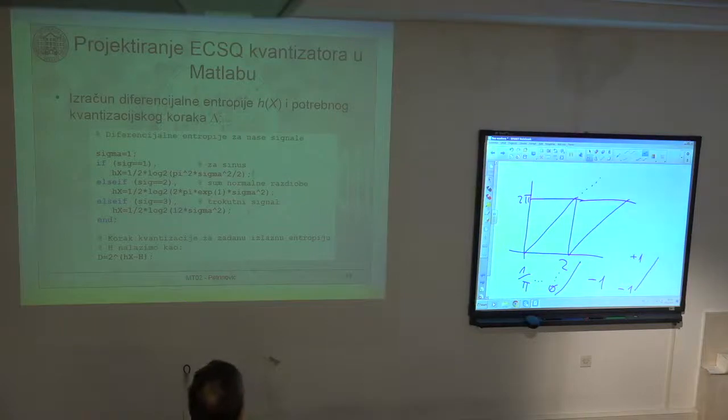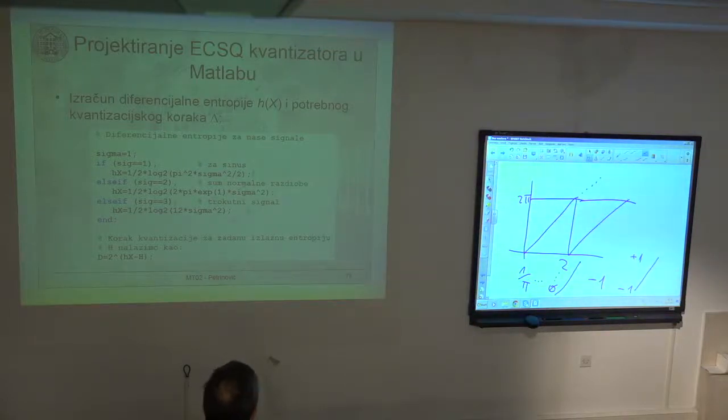Differential entropy can also be found for the sinusoidal signal, and it is similar to the differential entropy for the normal distribution, but it has only pi squared instead of 2 pi e. It has pi squared times sigma squared over 2.